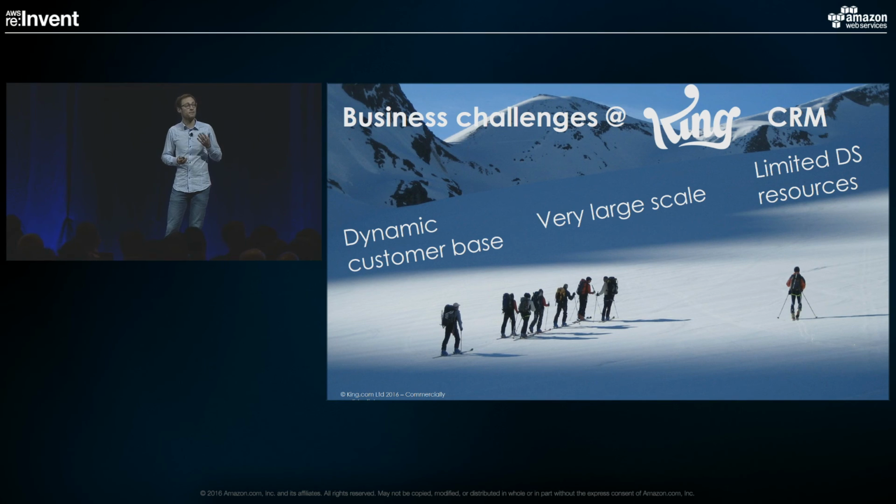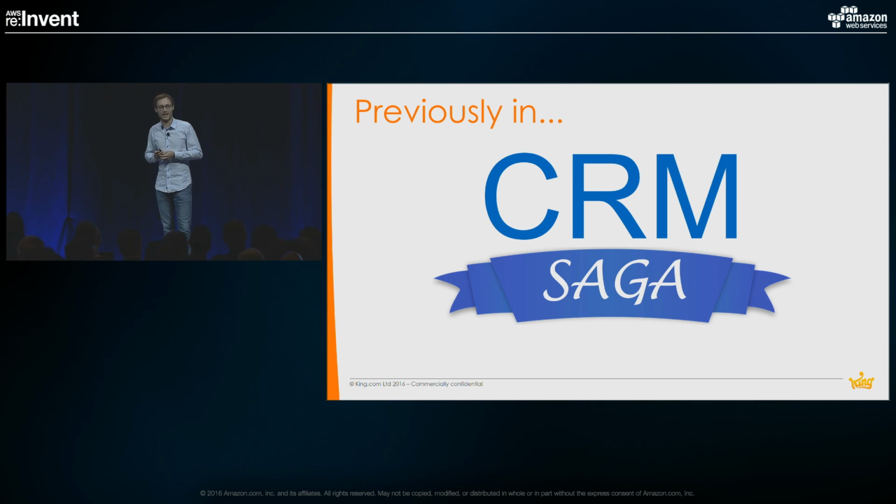What do we have? We have a very dynamic customer base. We have a very large scale, with hundreds of millions of players at King. But we also have limited data science resources, pretty much like any other company, I believe. Quite a few of you know Candy Crush Saga, but let's look at what actually happened in the CRM saga before Redshift was being used as part of a marketing system.